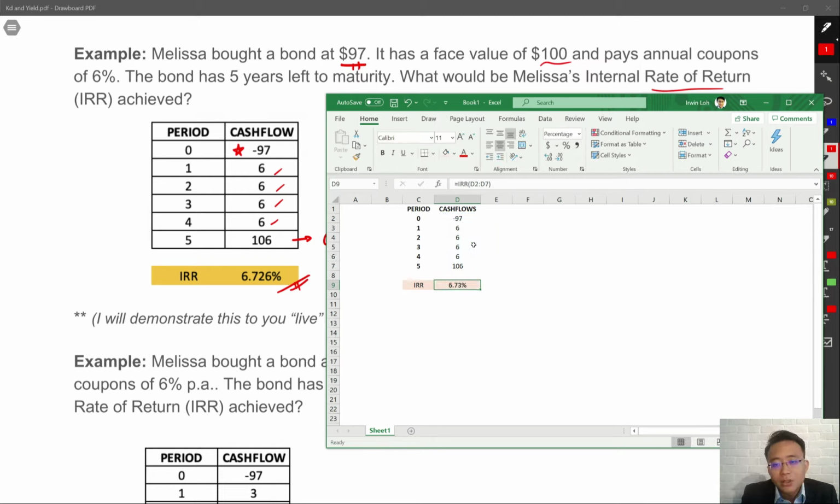Now, be careful of the decimal points. Sometimes Excel would just round it to 7%. But when we find IRR, we do wish to be a bit more precise. So you could always pull it up to 3 or 4 decimal points by pressing on the decimal points function. In here, 3 decimal points will do. And you get to see this is how we get 6.726%.